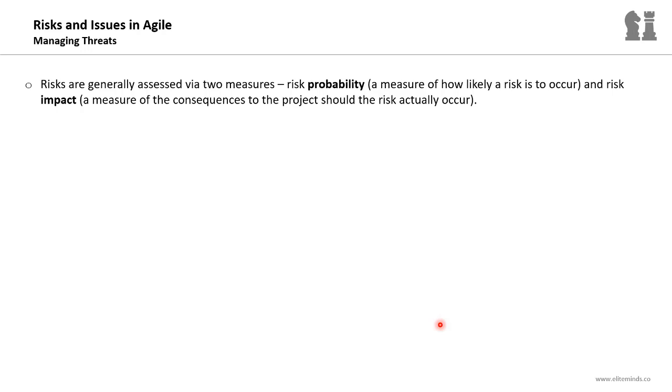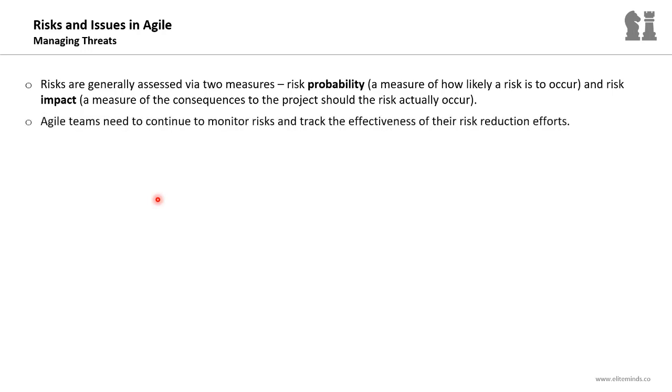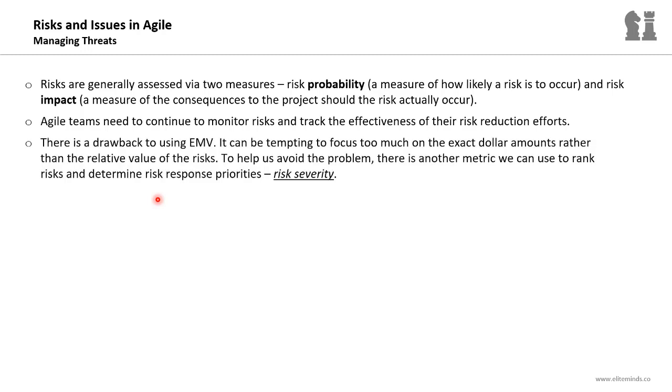The second tool in dealing with threats is the risk severity. Risks are generally assessed via 2 measures: risk probability, which is a measure of how likely a risk is to occur, and risk impact, which is a measure of the consequences to the project should the risk actually occur. These are the 2 factors, or the 2 dimensions, we heavily rely on in order to assess the risks on our project: the probability of occurrence and the impact in case the risk occurs. Agile teams need to continue to monitor risks and track the effectiveness of their risk reduction efforts. This is the responsibility of the whole Agile team.